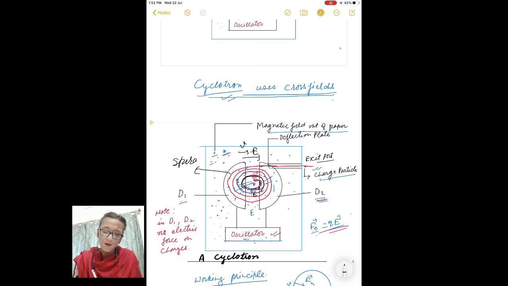This path is called a spiral. And after gaining very high velocity, very high energy, the charged particle is ejected from this exit port, and the charged particle has very high velocity. So this is about a cyclotron, which accelerates a charged particle to very high velocity.